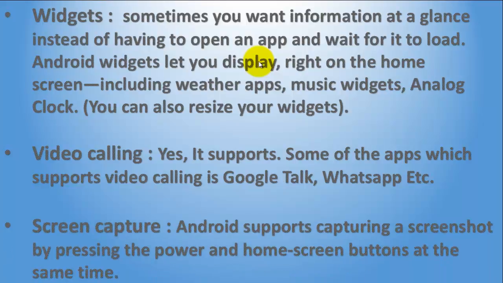The third would be your screen capture. Most of the Android phones support this feature. How do I take a screen capture? By pressing the power button and the home button, you can take a screen capture of whatever screen you have in your device. The screen captured would be saved as an image file in your gallery. Hopefully the folder name would be screenshots.